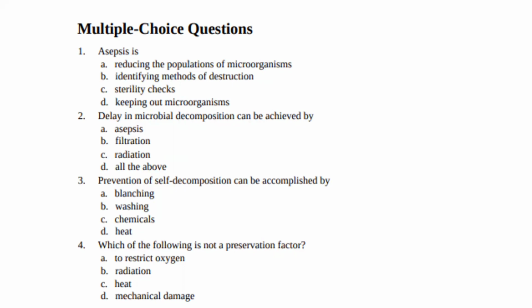So now we are going to solve some multiple choice questions. The first question is, asepsis is reducing the population of microorganisms, identifying methods of destruction, sterility check, or keeping out microorganisms. So the correct answer would be, as I have already said in the video, that asepsis is keeping out microorganisms. So the correct option would be option D.